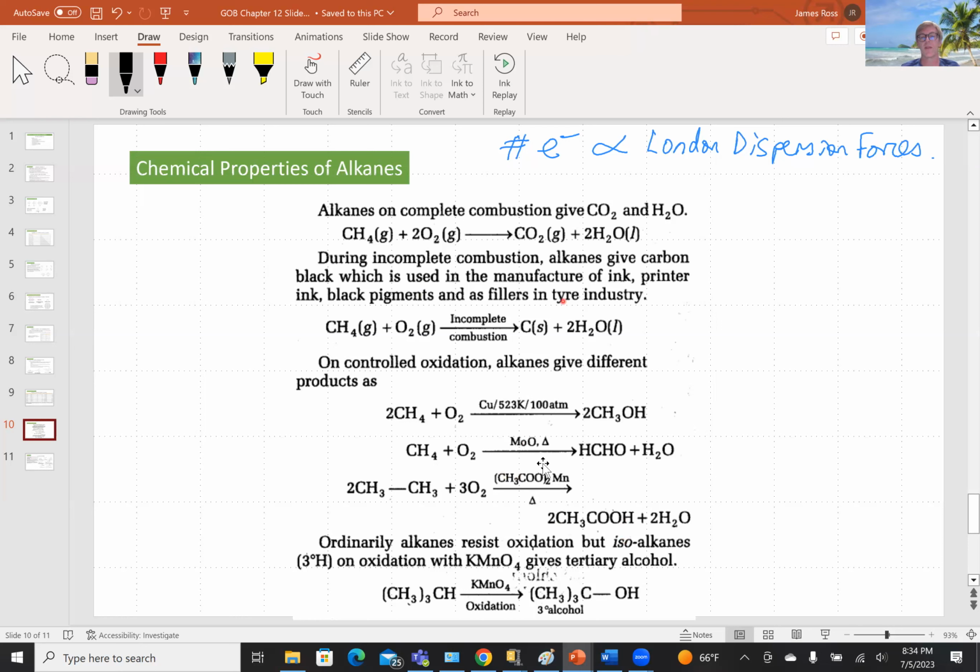So the bottom line here is you can burn it, you can add oxygen to it, but you're very limited to what you can do with alkanes because they're a low value. They don't have a lot of features to play with.